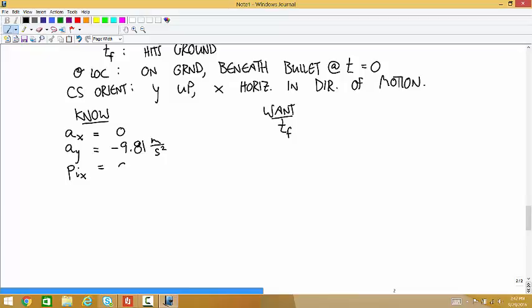Do we know P initial? PIX is 0. PIY is positive 1 meter. Do we know anything about P final? Yep. PFY is 0. Do we know anything about V initial? Yeah, so we have to use cosine and sine for that one. We know that the speed is 500.